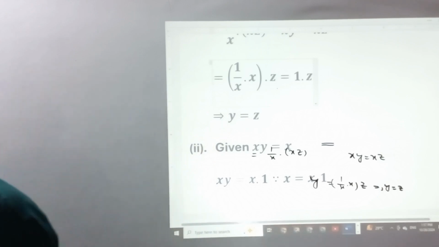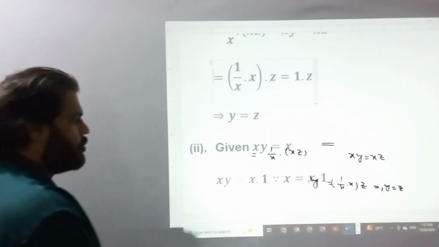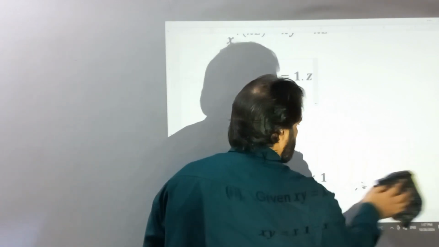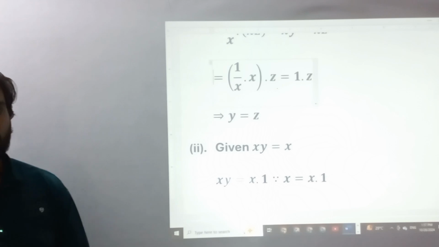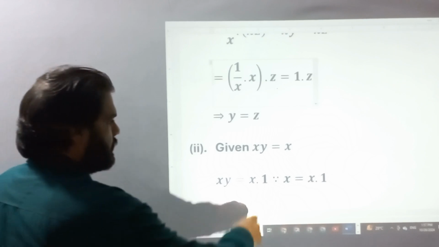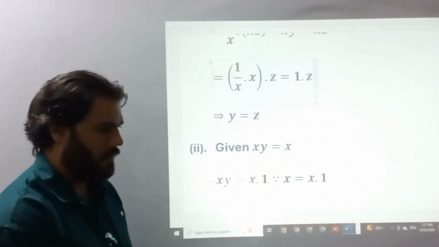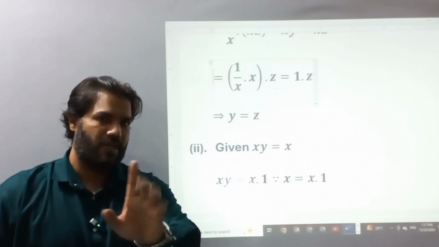Second property. In the second property, we have to show that if the product of two numbers is equal to one of the numbers, that is, if xy is equal to x, then this is possible if y is 1. This is our requirement. If the product of x into y equals x, this is possible if y is equal to 1.